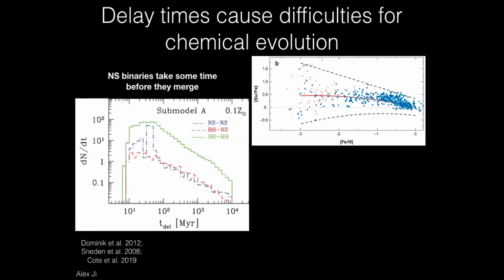So that's what I'm plotting on the right over here. The colored points are two different samples of stars with abundances measured. Each point is an individual star. And the idea is that those on the very left could not be enriched by neutron star mergers because they have this delay time.